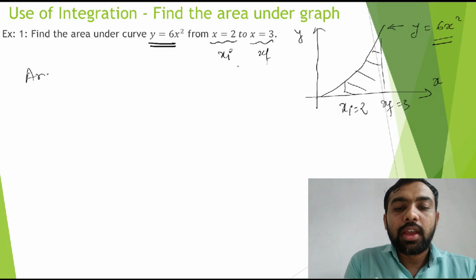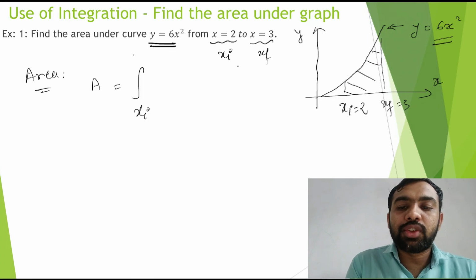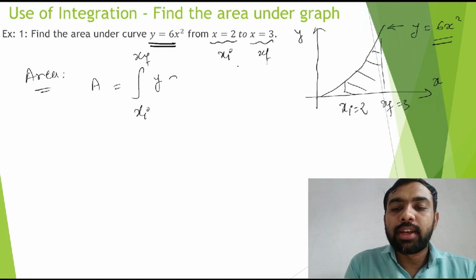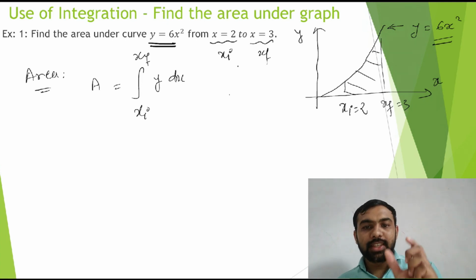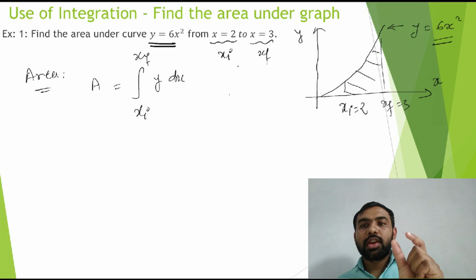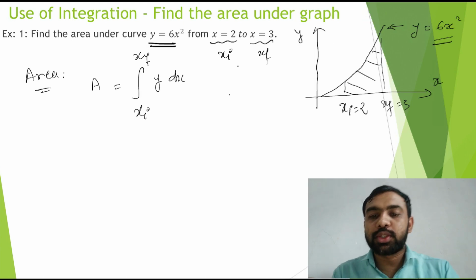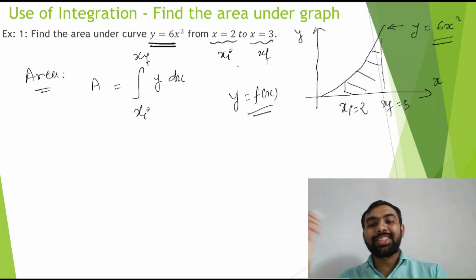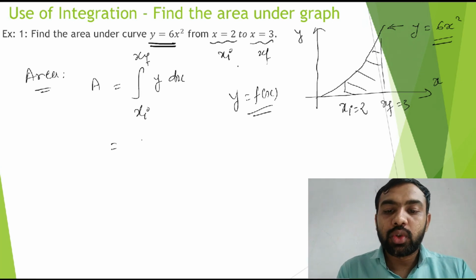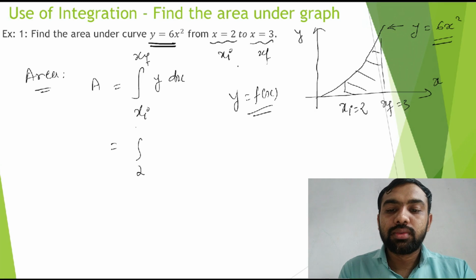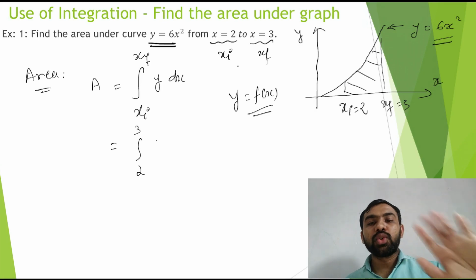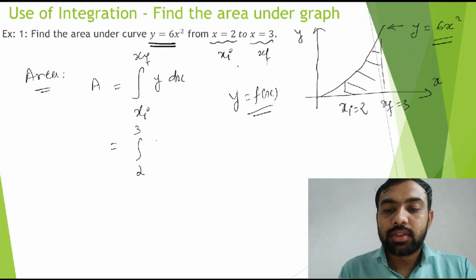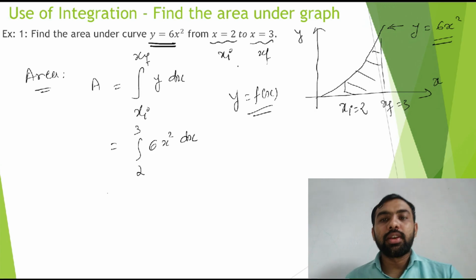ठीक है, so simple, use area is equal to integration x initial to x final y dx, मतलब f of x dx. यहाँ पे f of x कौन है, y है, y is a function of x, y is a function of x, 6x square. Let's put here, so integration 2 to 3, x initial to x final. What is this? 6x square dx.